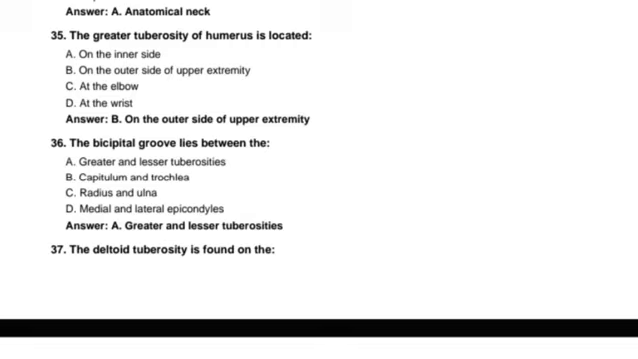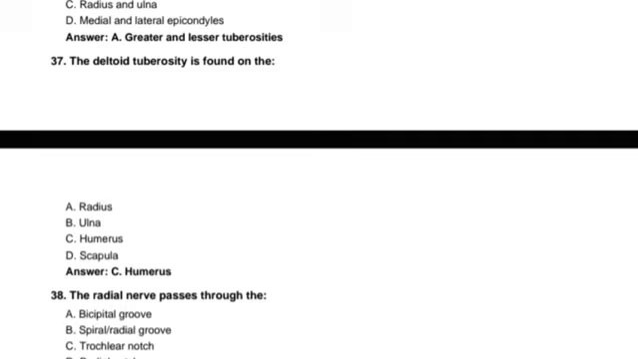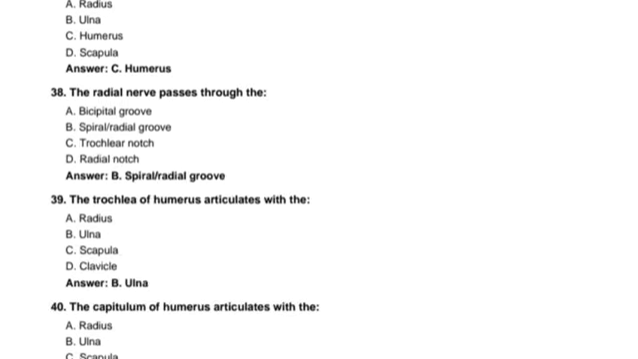Question number 37. The deltoid tuberosity is found on the option A. Radius, option B. Ulna, option C. Humerus, option D. Scapula. The right answer is option C. Humerus. Question number 38. The radial nerve passes through the option A. Bicipital groove, option B. Spiral or radial groove, option C. Trochlear notch, option D. Radial notch. The right answer is option B. Spiral or radial groove.